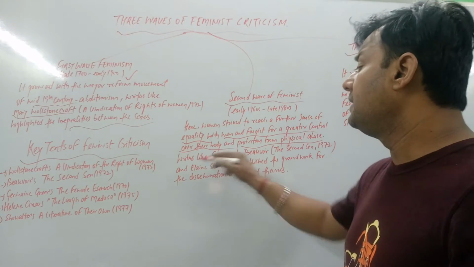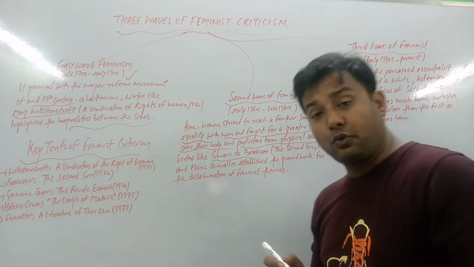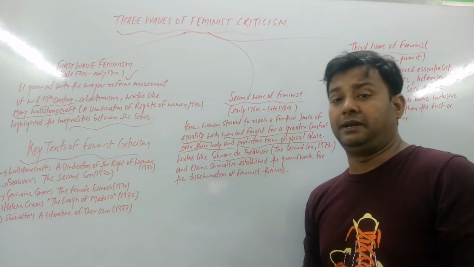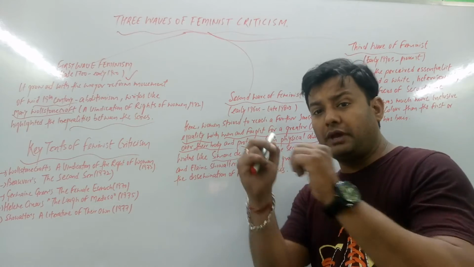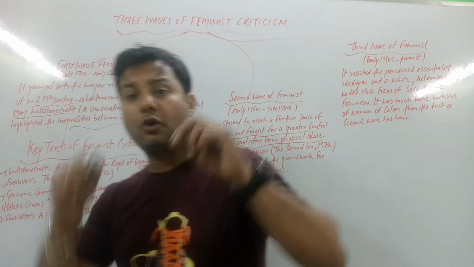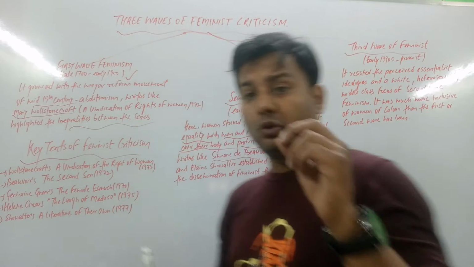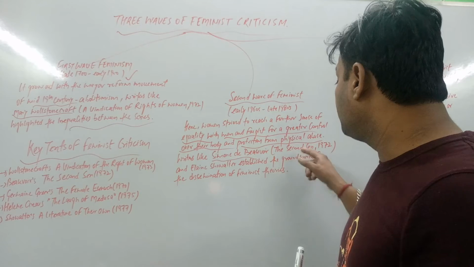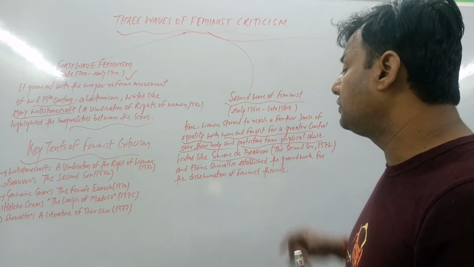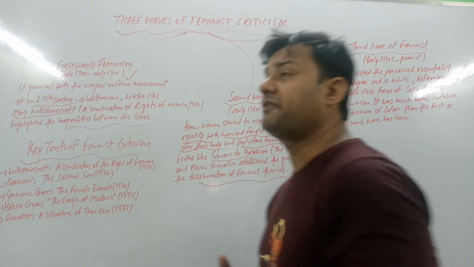And then here, writers like Simone de Beauvoir, The Second Sex, 1972. I do repeat again, The Second Sex, as well as A Vindication of the Rights of Woman. Both of these you must definitely have read in your background, and they are important for us, so we will clear these two. Simone de Beauvoir, The Second Sex, 1972, and others established the groundwork for the dismantling of feminist theory. What does dismantling of feminist theory mean?